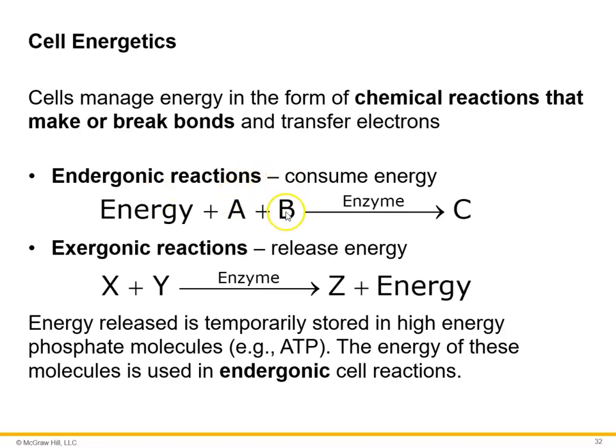So you got A plus B, but they require energy and an enzyme to become C. Or you can have exergonic reactions. These release energy overall. So you have X and Y plus the enzyme goes to Z plus energy that's released. Now, that released energy is typically temporarily stored in a high energy phosphate molecule that we call ATP. The cell then uses that ATP for its endergonic cell reactions.